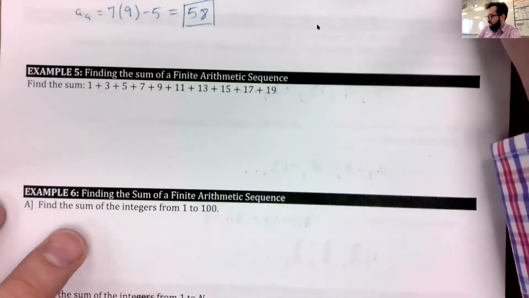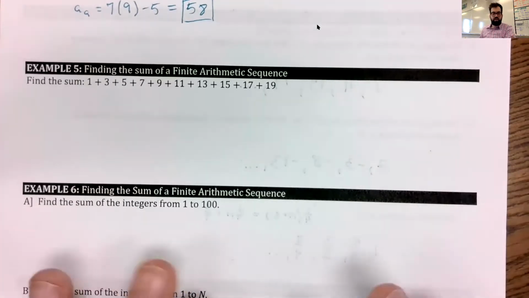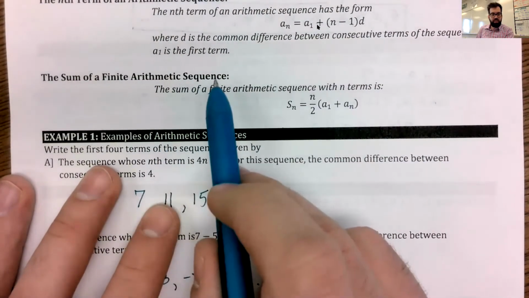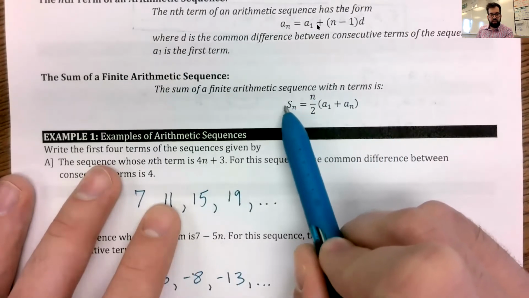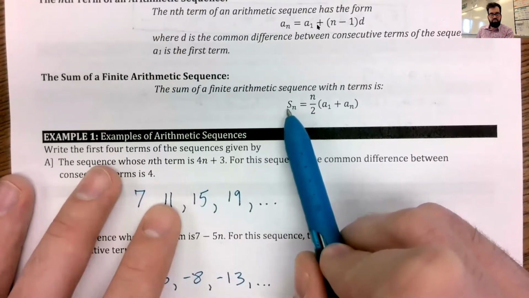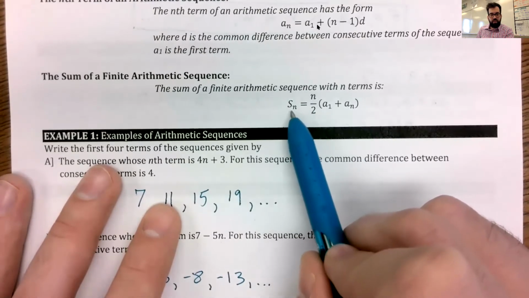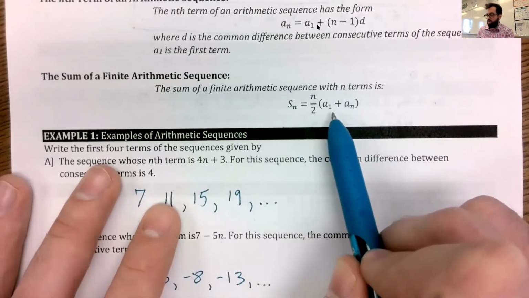Example 5, finding the sum of a finite arithmetic sequence. So this is going to take us to the third formula from the front of the notes. The sum of a finite arithmetic sequence with n terms is S sub n. Capital S is a common variable that we use for sum. So a sum of n terms is n over 2 times, in parentheses, a sub 1 plus a sub n.